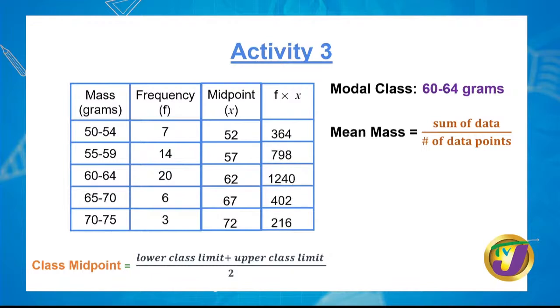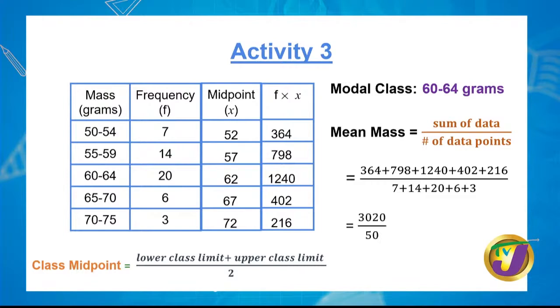But you're realizing that we are just getting the values for each class. So we still need to find the sum of the entire data set. Yes, we need to go about doing that. So we'll just add up the values from our F times X column. And we already know that the number of carrots is 50, but we're still adding the frequency to show that it is 50. All right? And when we do the division, we are getting approximately 60.4.